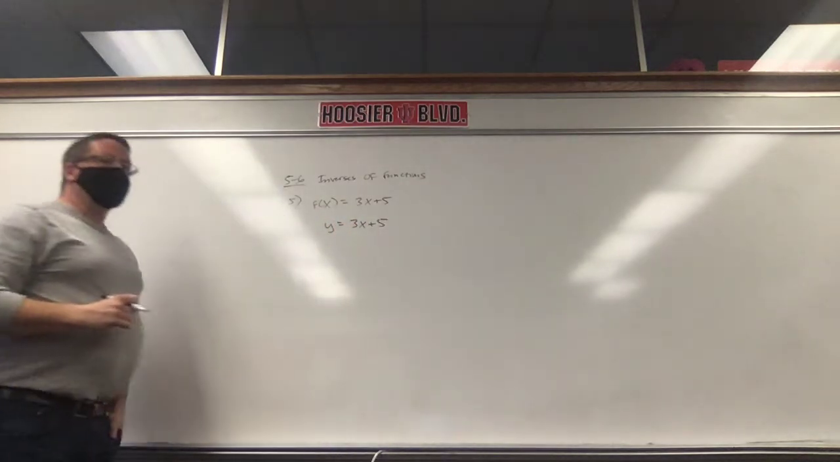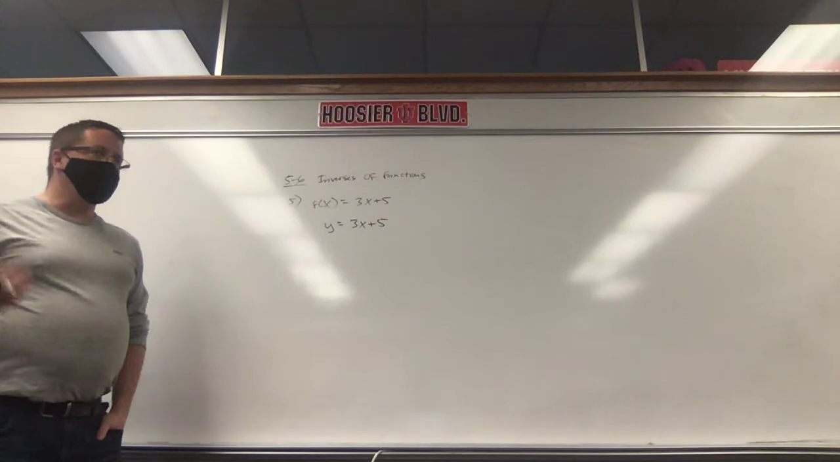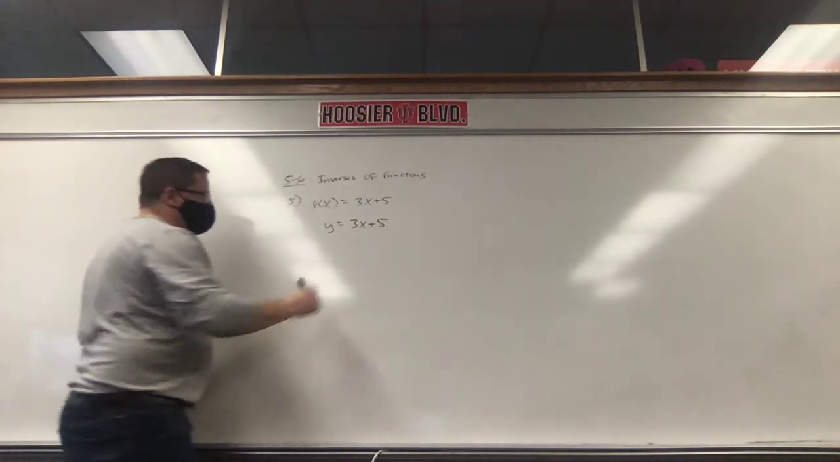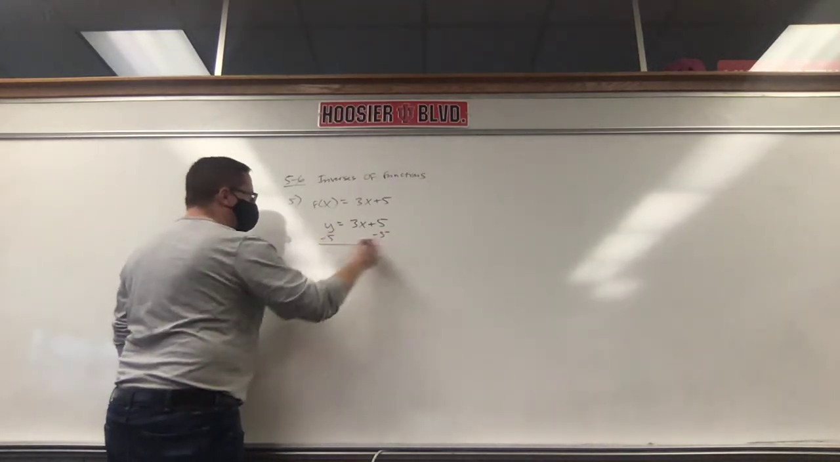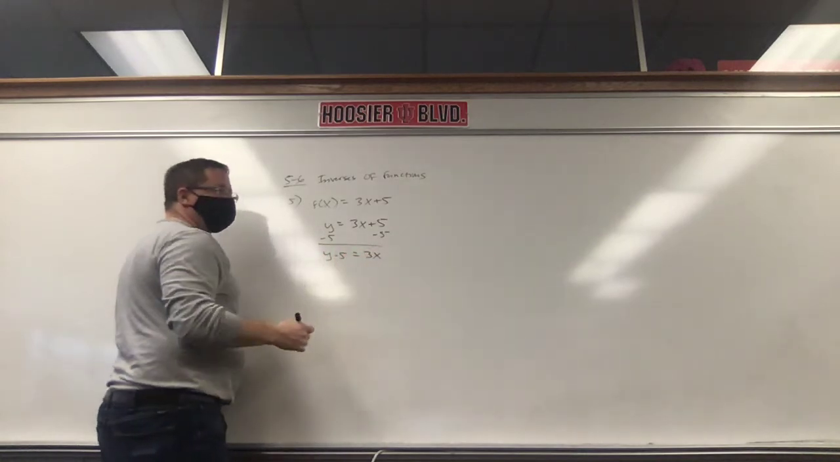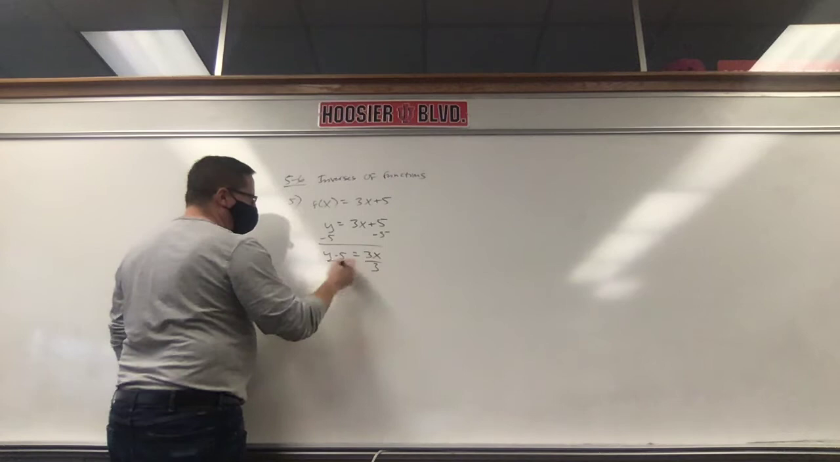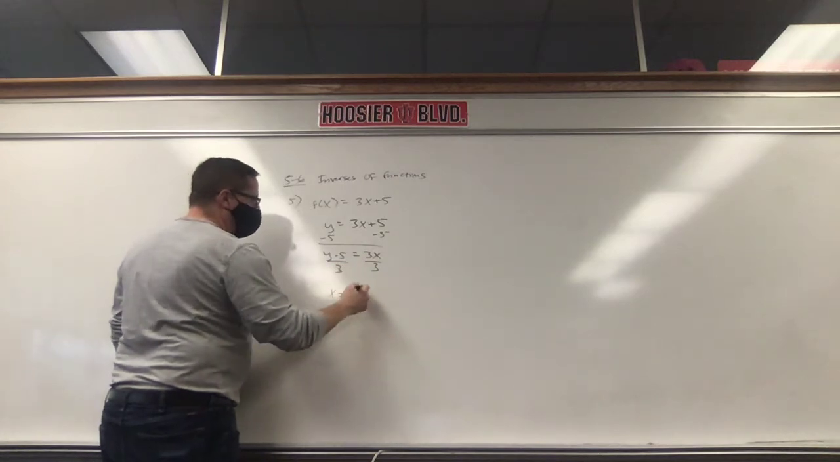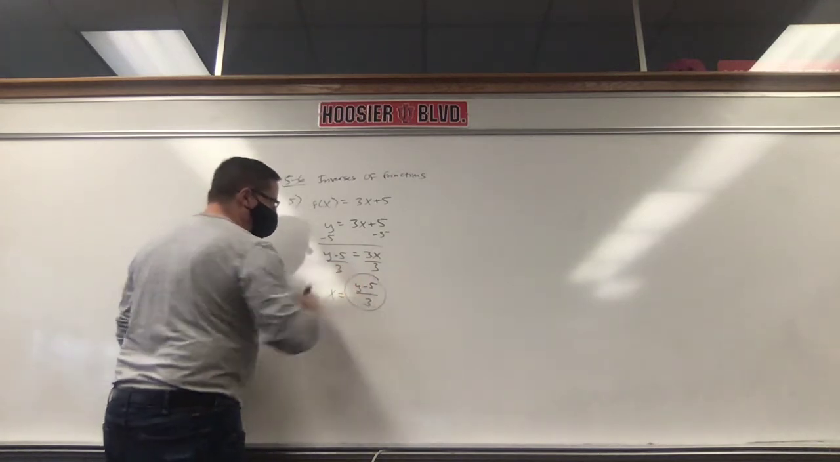They want you to solve this for x, okay? So we do two things. First thing is subtract 5. Simple enough. So y minus 5 equals 3x. And the last thing we do to solve for x is divide by 3. So x equals y minus 5 over 3.